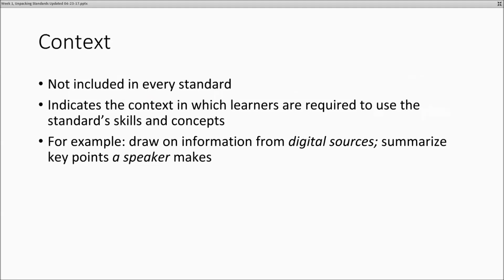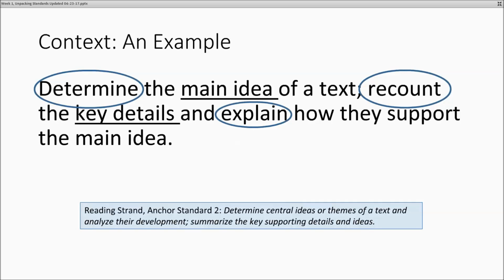Now remember I said that it's not always included in every standard, and this is sometimes because it's self-evident. If you're talking about an article, it's going to be text, so it's not called out in the standard. But the context indicates what the context is or the learning stimulus in which learners are required to use the standard skills and concepts. And here's an example. Draw information from digital sources. Summarize key points a speaker makes. And I will add that usually the context is a prepositional phrase, and you can see one example here, from digital sources. Let's see if we can find these in that reading standard.